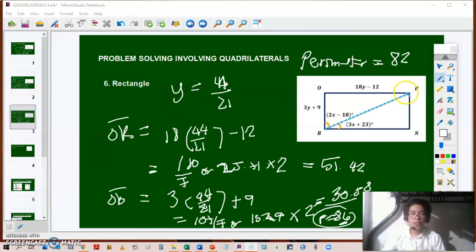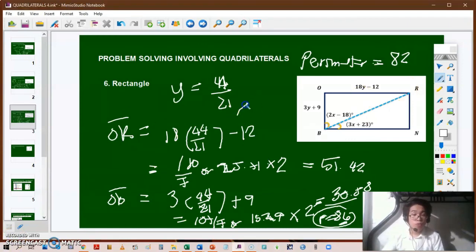So we have here the value of y is equal to 44 over 21. So we just simply substitute that to 18y minus 12. So we get 18 times 44 over 21 minus 12, and the answer is going to be 180 over 7 or 25.71. And then we substitute the value of y to 3y plus 9. So that's going to be 3 times 44 over 21 plus 9, which is 107 over 7 or 15.29.